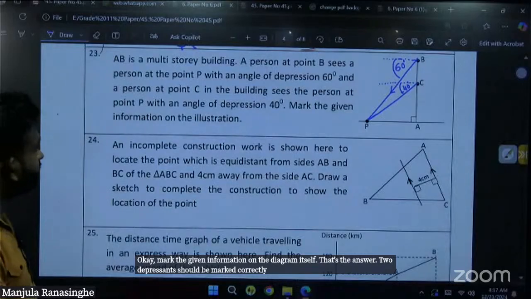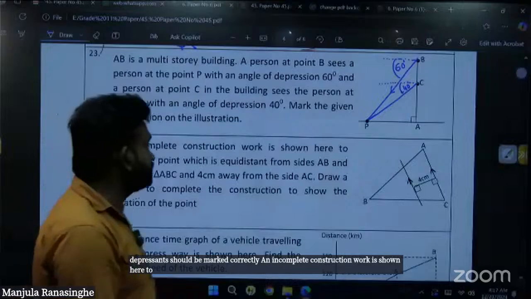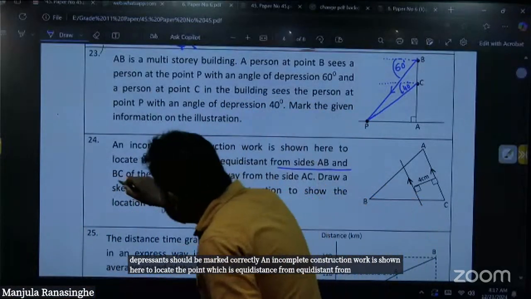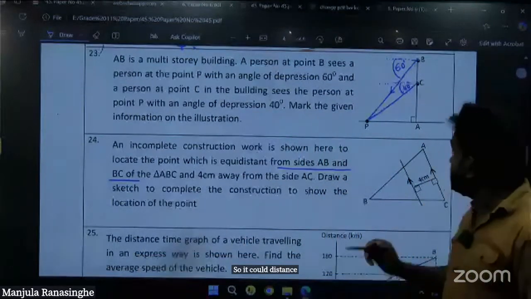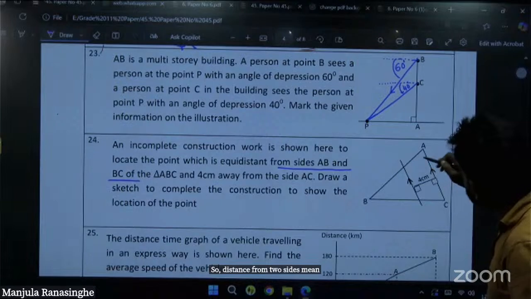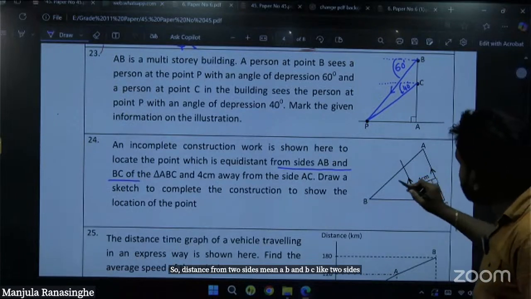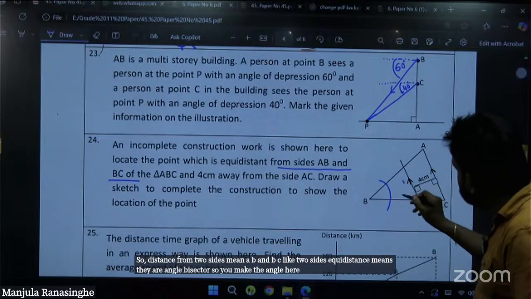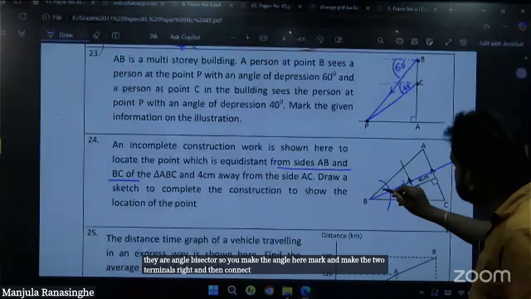24. An incomplete construction work is shown here to locate the point which is equidistant from sides AB and BC. So equidistant from two sides, AB and BC, means the angle bisector. So mark the angle here, make the two terminals, and then connect. That is the angle bisector.